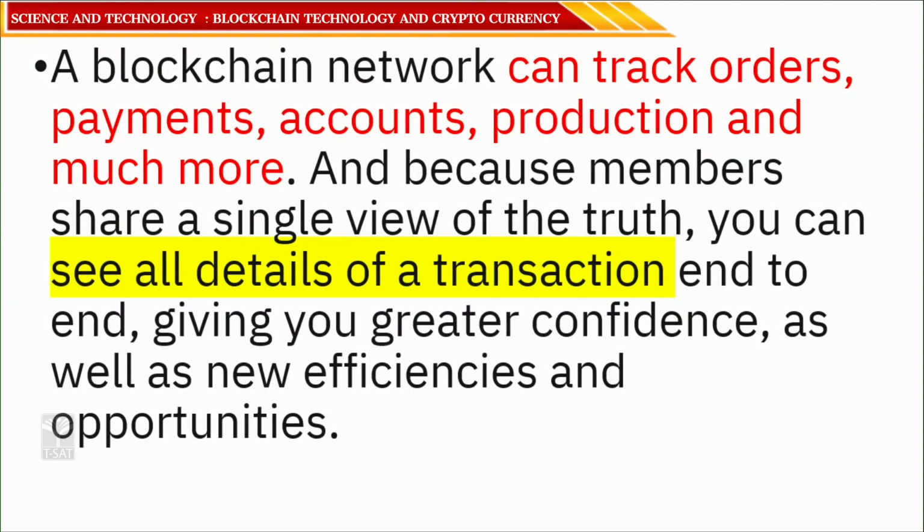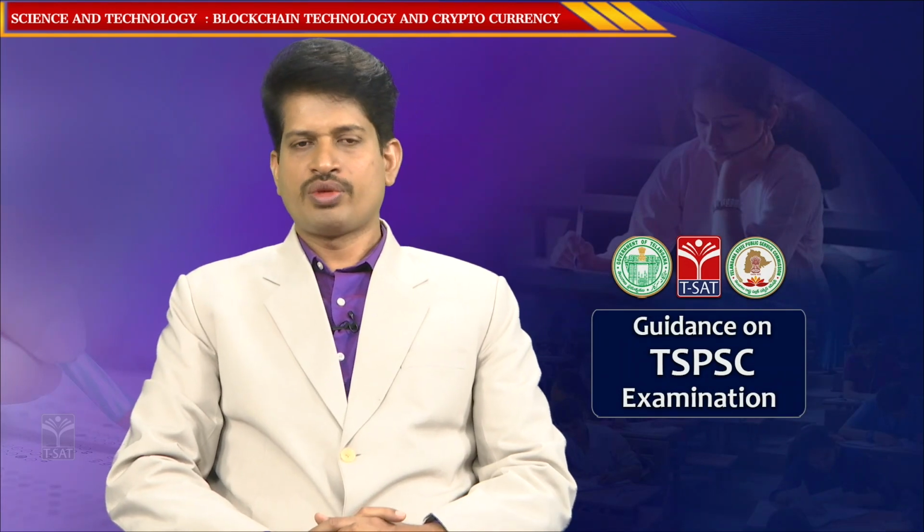The blockchain network can track orders, payments, accounts, production, and much more. As I have told you, in the case of manufacturing, transportation, and consumption, the different stages, based on the sharing of OTPs, let you identify whether the good is in the process of manufacturing, transportation, or being consumed. Whether the payment is done can be understood on the basis of the ledger maintenance, accounts, production, and much more. This will give you clear details of the transaction. That is another advantage of blockchain technology.